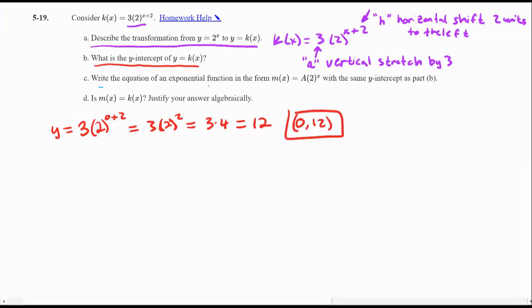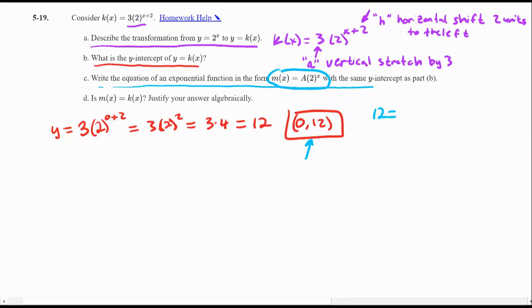Write the equation of an exponential function in the form m of x equals a times 2 to the power of x. So instead of having an a value and an h value, it's asking us to have an equation that has the same y-intercept, so 0, 12, but with an a value only. So pretty straightforward to do that. We're just going to take this equation here and then plug in this intercept because we know that that's one of the points that lands on that line.